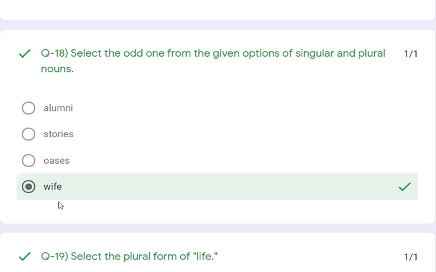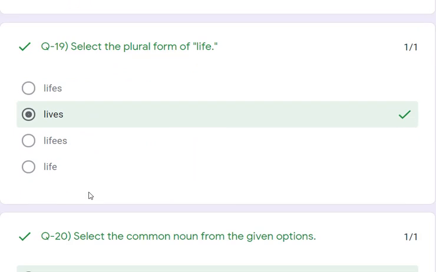So let's see further. Which one? Question next. Okay. What does it say? 19. Select the plural form of life. So, the plural form of life is lives.